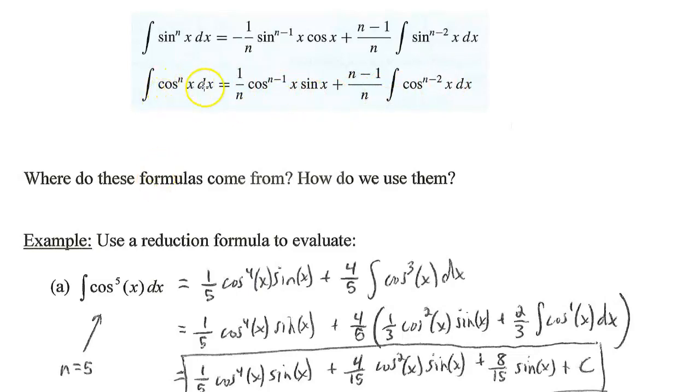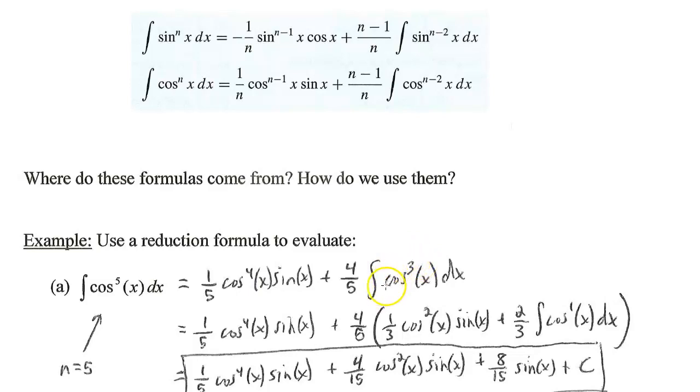The integral of cosine to the 5th. So let's replace all these n's in this formula with 5. What do we get? Well, the integral of cosine to the 5th is going to be 1/5, 1 over n, times cosine to the 4th, because it's n minus 1, times sine of x, plus 4/5, because 5 minus 1 over 5 is 4/5, times the integral of cosine to the 3rd power, 5 minus 2. Now notice we reduced the power on cosine from 5 to 3. That's why it's called a reduction formula. We reduce the power on cosine.